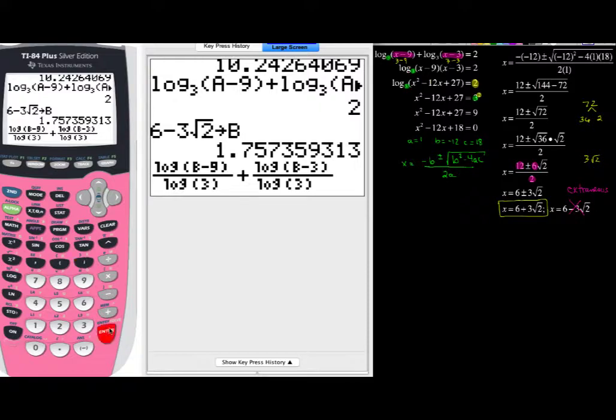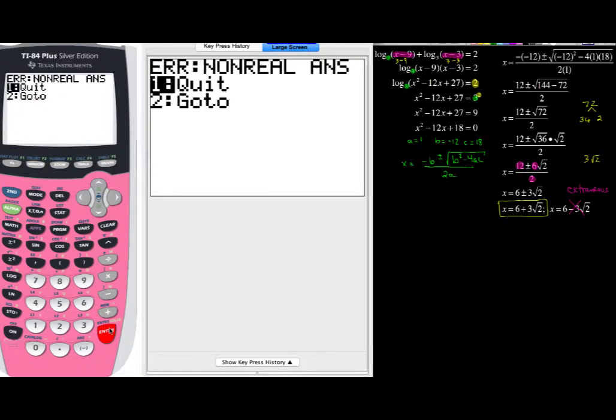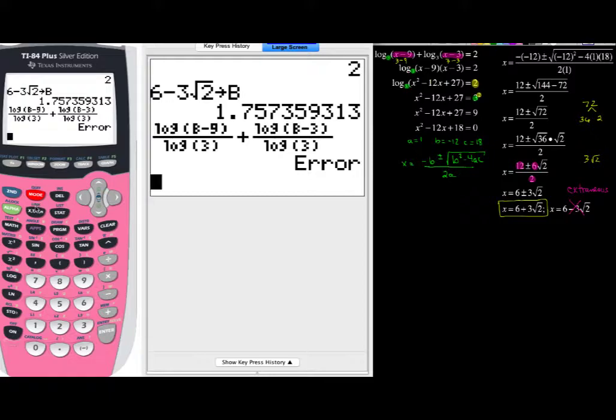Now, with this one, watch what happens. Boom! We get this error, this non-real answer result. That tells us that answer is an extraneous solution, because a non-real answer would be an imaginary answer, and we can't have that, not for this. So off we go. That's one way to check it, using the home screen where we store a value into our graphing calculator.